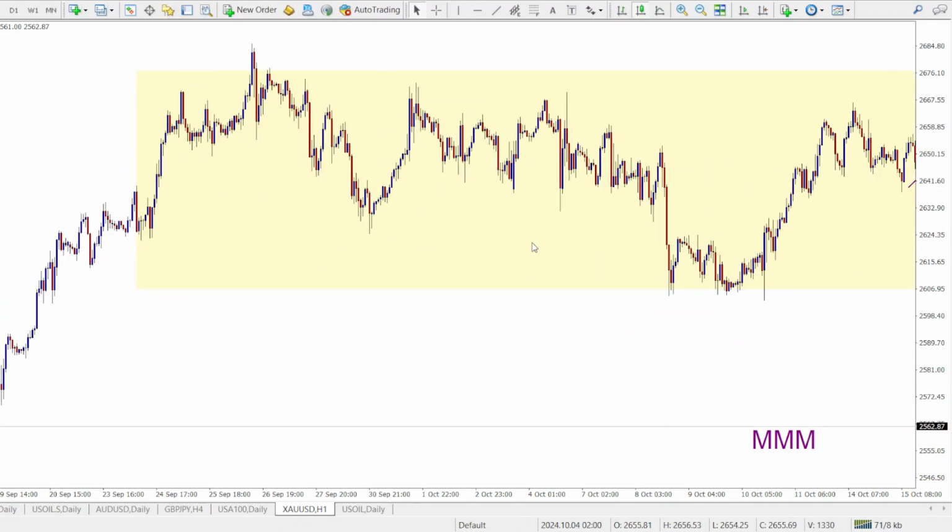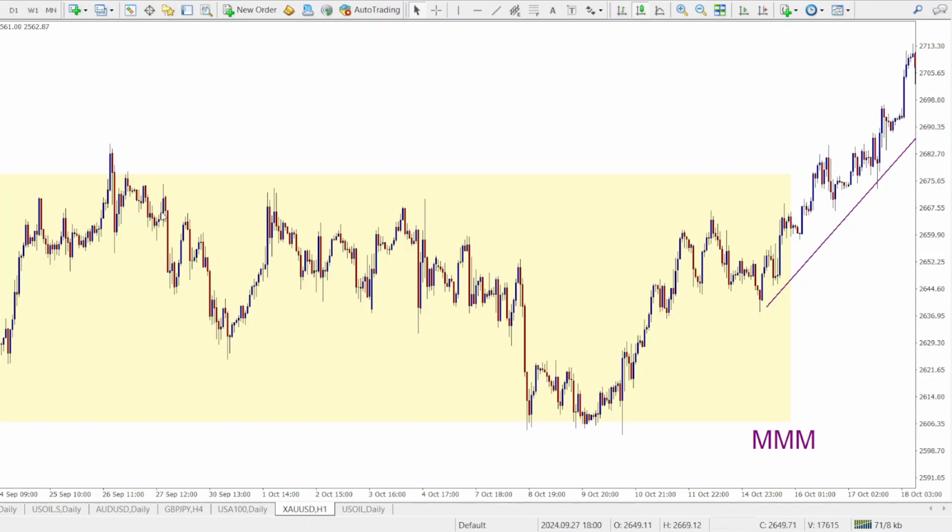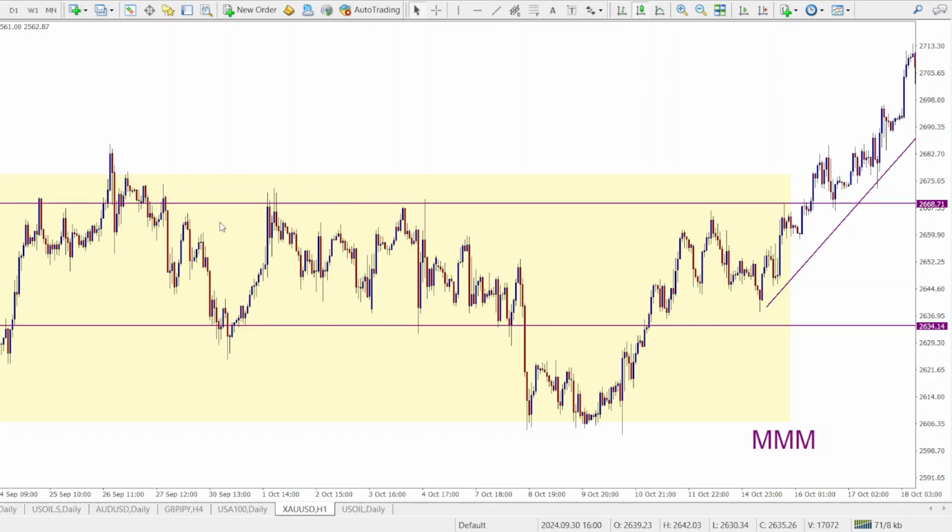For example, in as much as this period was still a period of consolidation, you would notice that the consolidation was more prominent within here, right? I'm just going to use another color for this. So we can see that within here was the main period of consolidation.